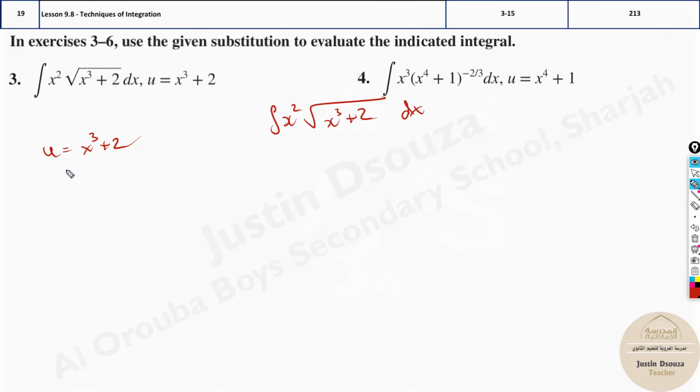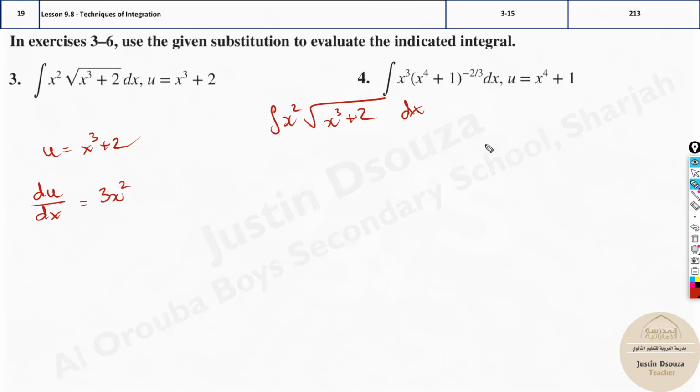Now what we do is differentiate this. It's not integration, it's differentiation. With respect to what? du by dx, because it's x over here. When we differentiate this, it will be 3x squared plus 0. Now x is the variable, but let us rearrange this. You have assumed u, so this part will become u. But what about this dx? If you have u, you can't have dx.